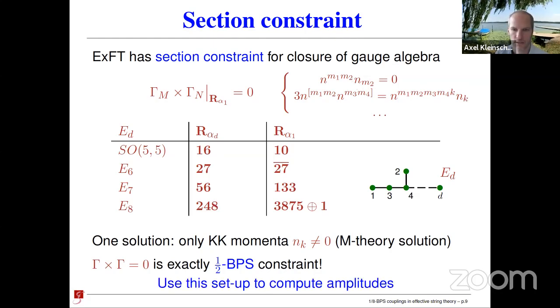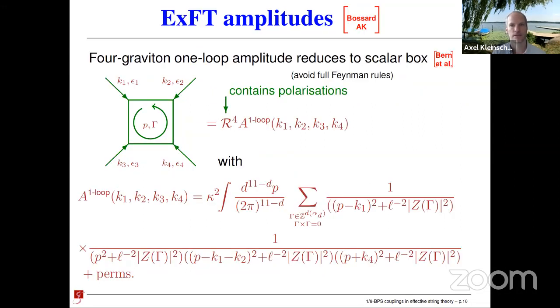So this is a setup that has built-in U-duality, so it has the built-in symmetry that we want for the coefficient functions. And now we want to use this setup to compute amplitudes, because this is what should teach us about these BPS protected couplings in the string theory effective action. Now what would an amplitude in this setup look like? Let's look, for example, at a one loop amplitude with 4 gravitons.